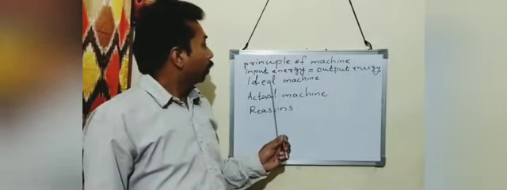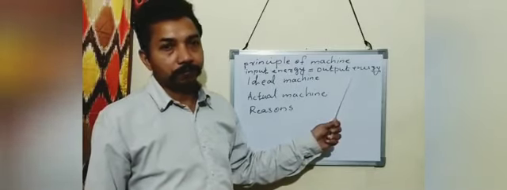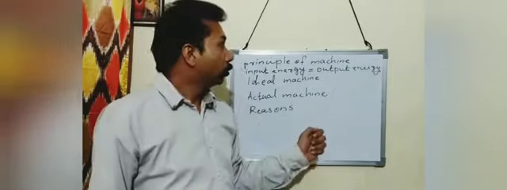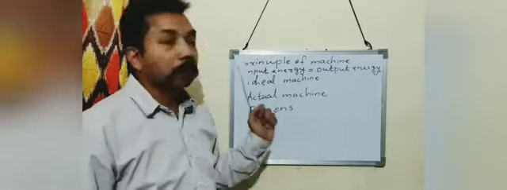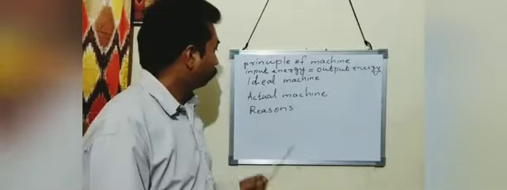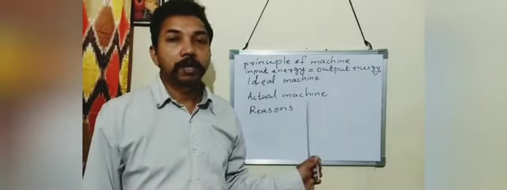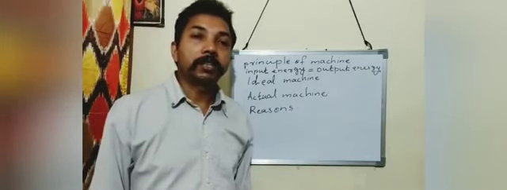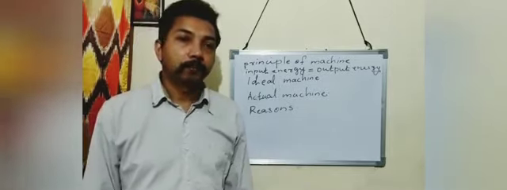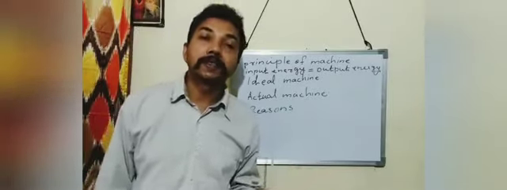So that is the principle of machine. A machine whose input energy is equal to output energy is called an ideal machine. But no machine is ideal. Then what is an actual machine or practical machine? An actual machine is a machine whose output energy is less than input energy.